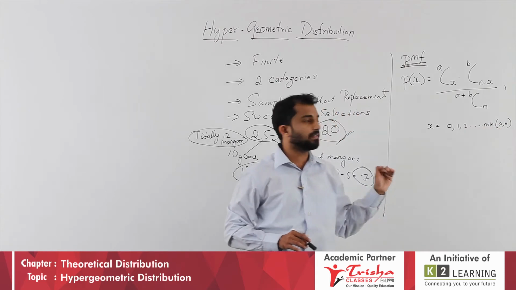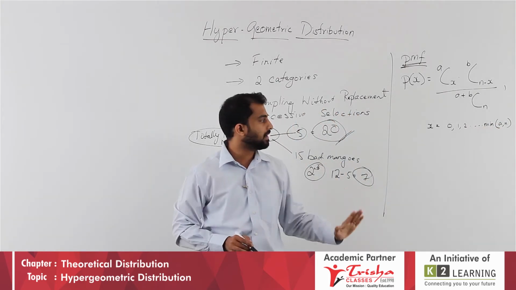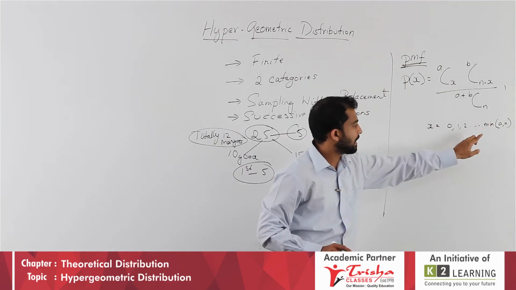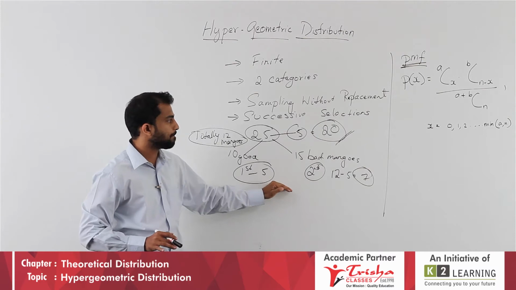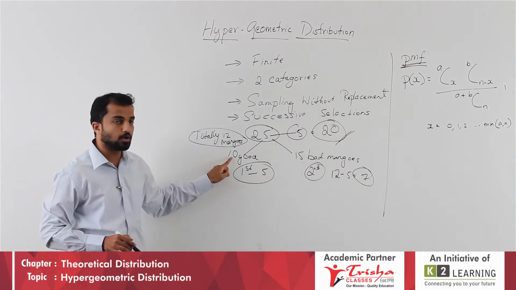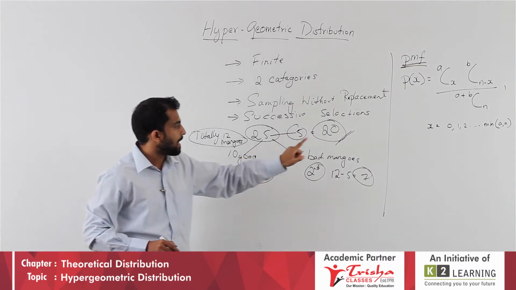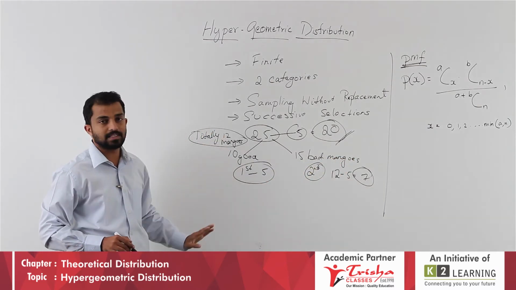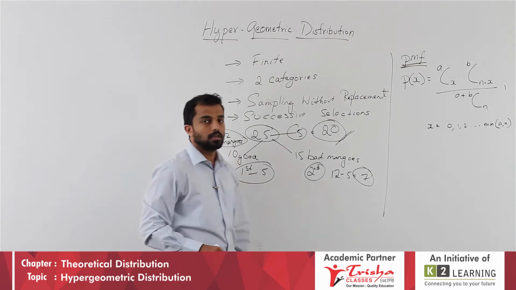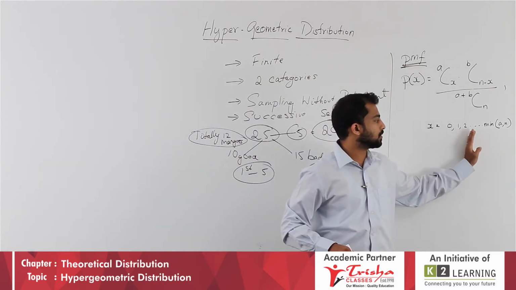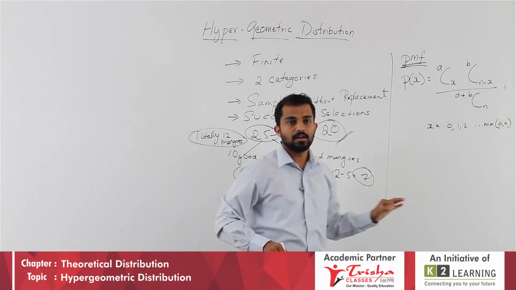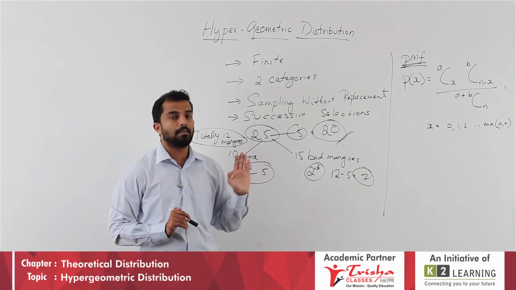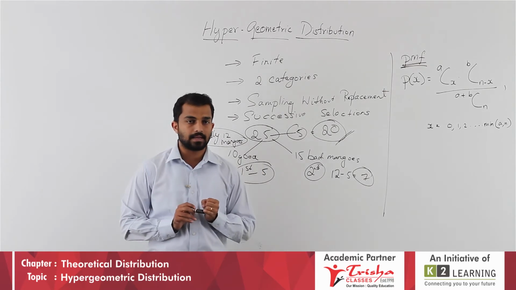That means whichever is a smaller number, we will write that one as the range. For example, in this one, A is nothing but the good mangoes, 10, and n is 12. So 10 and 12, which is smaller? 10 is smaller. So we will write the range x is equal to 0, 1, 2, 3 up to 10. Whichever is the smaller number between A and n, that number will be considered as the range.